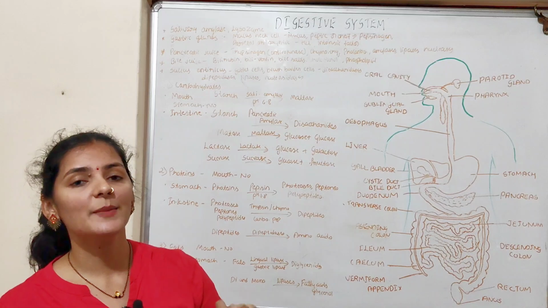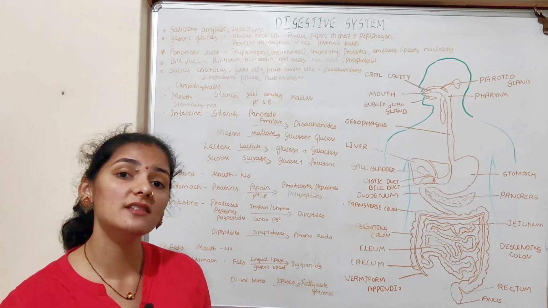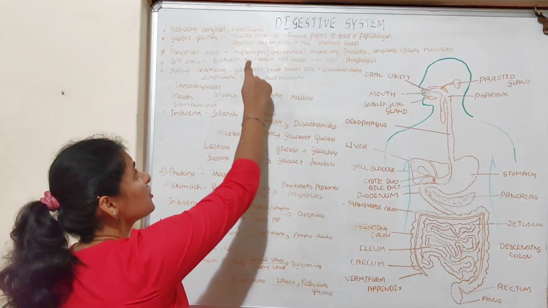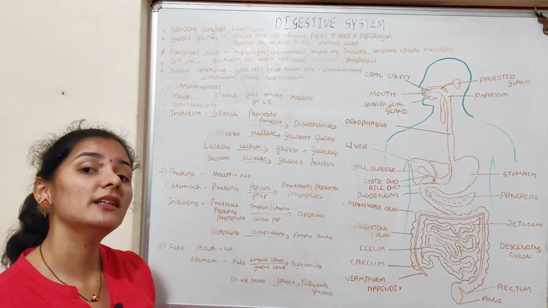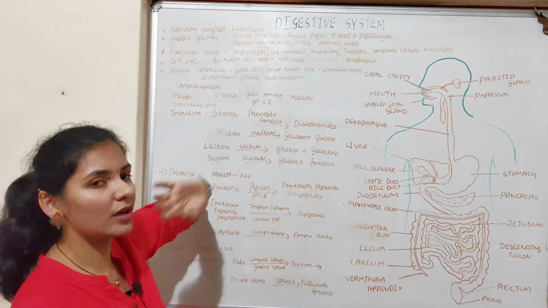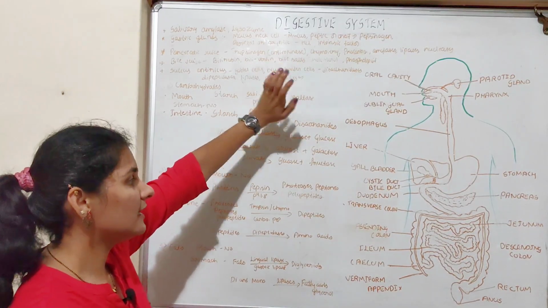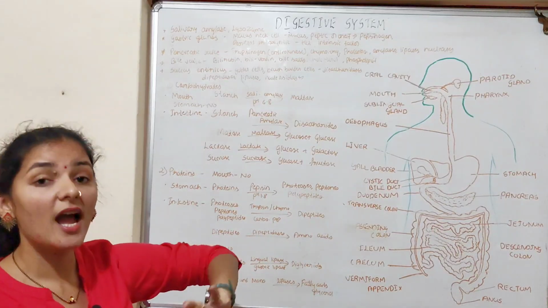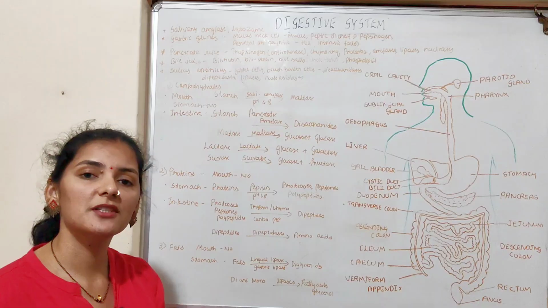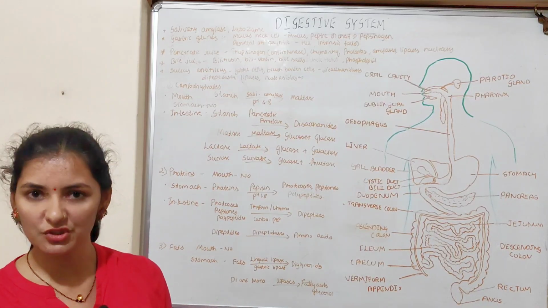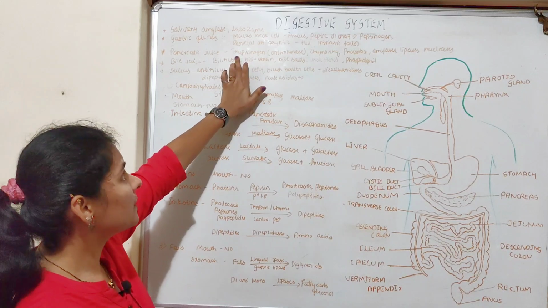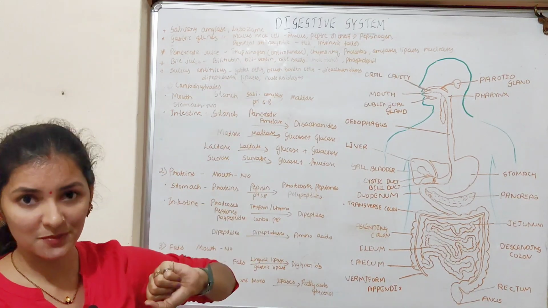But these enzymes are in the inactive form. So these need to be activated. How will they be activated? Mainly the trypsinogen enzyme is activated by another enzyme that is produced by the intestinal juice, known as enterokinase. So enterokinase is an enzyme that is produced by the intestinal juice, and this enterokinase acts on the trypsinogen and converts it into its active form, that is trypsin.